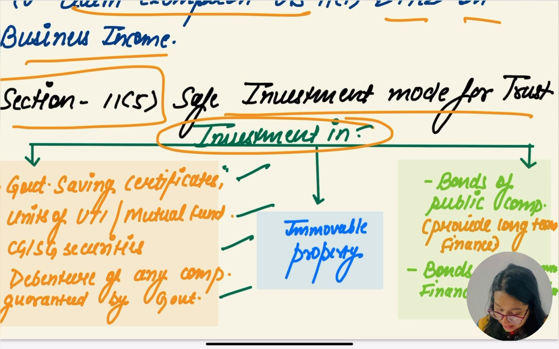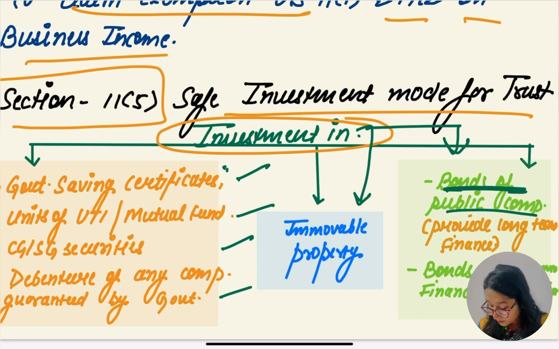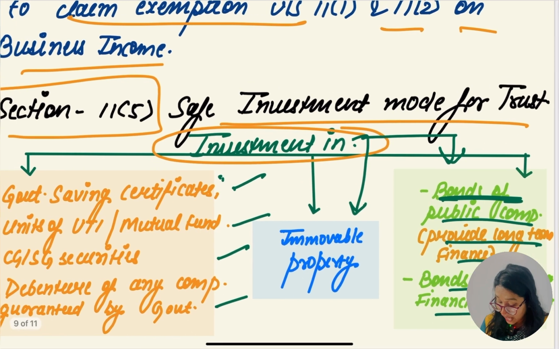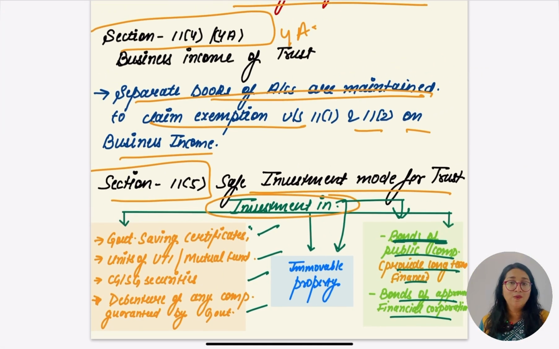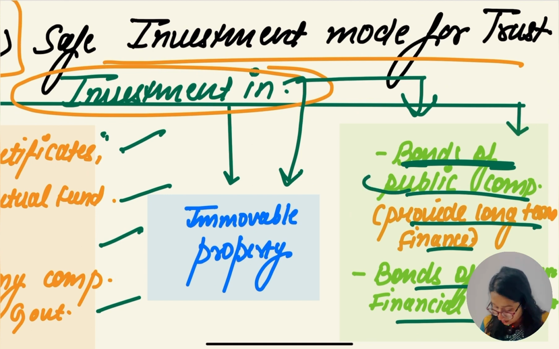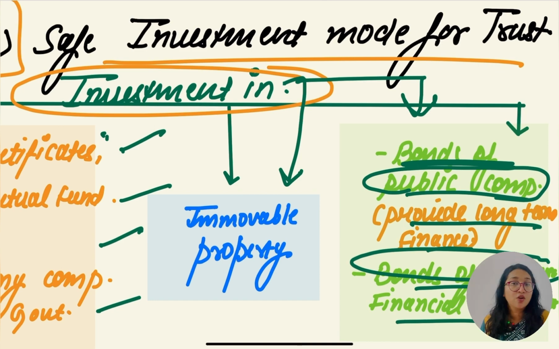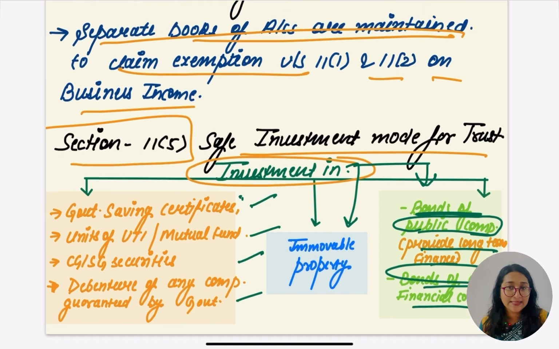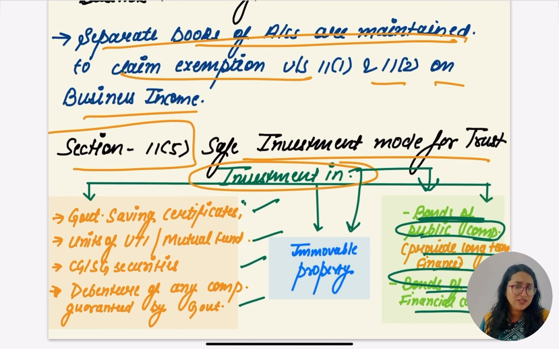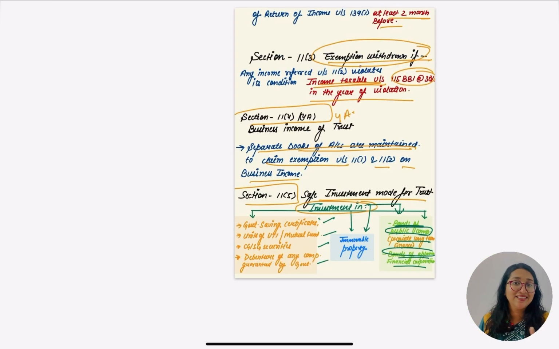Let's go for if the investment by the trust is done in any immovable property, or in bonds of a public company which provides long-term finance, and bonds of an approved financial corporation. So first of all, investment in some specified things, which means government saving certificate, central and state government securities, debenture and all, and immovable properties and bonds. This was the investment by the trust under section 11(5).